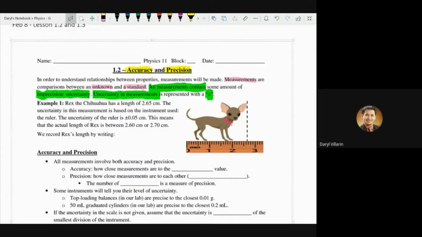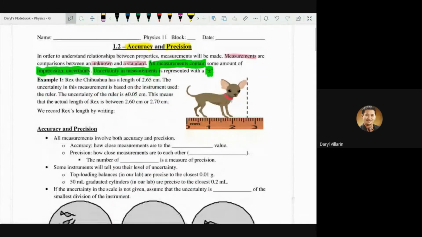Going back to this example, the Chihuahua has a length of 2.65 centimeters. They should be in centimeters, by the way, not millimeters. You're using a ruler. The uncertainty in this measurement is based on the instrument used, the ruler. The uncertainty of the ruler is plus or minus 0.05 centimeter.